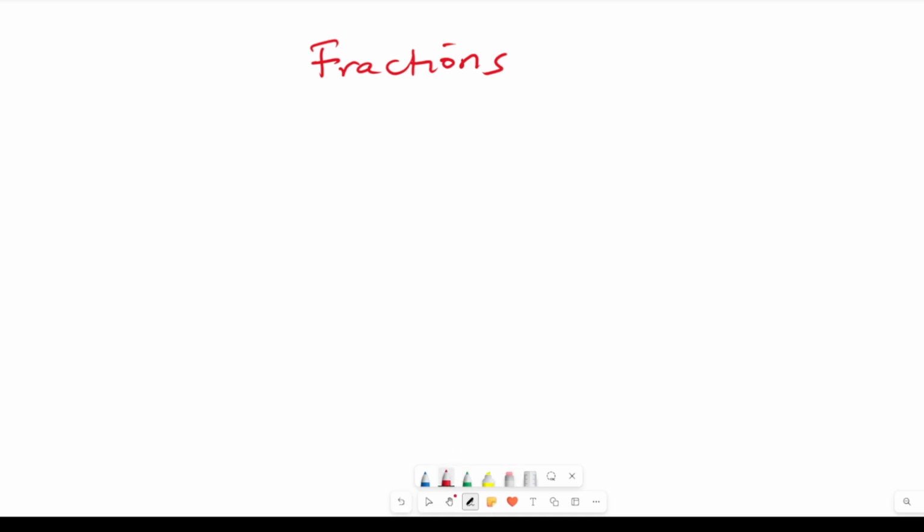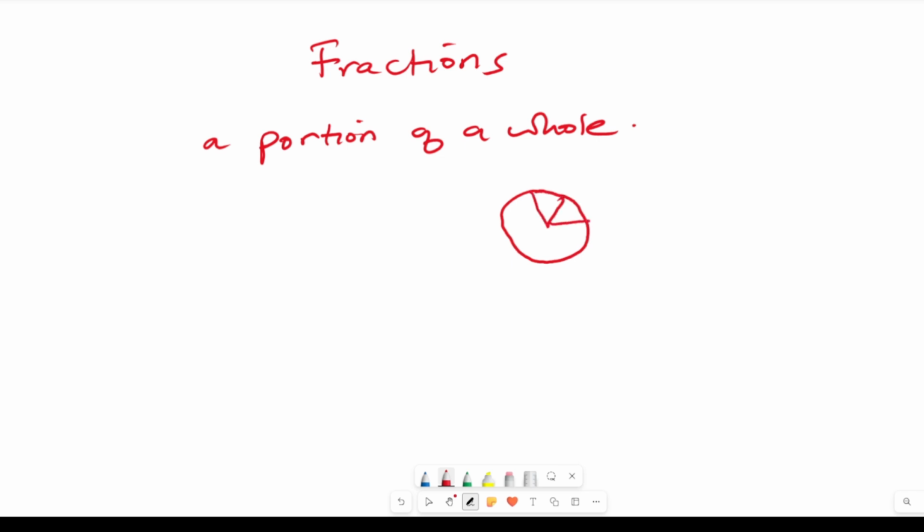Now, what are fractions? Fractions are also the same as we use in everyday language. Fraction is a portion of a whole. Okay, so you have a whole pizza.